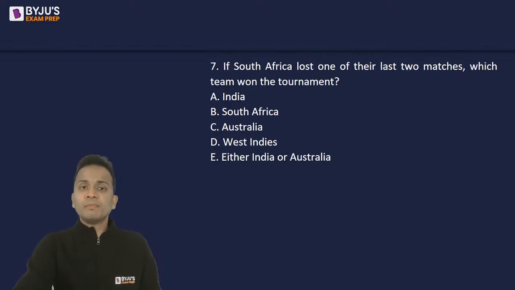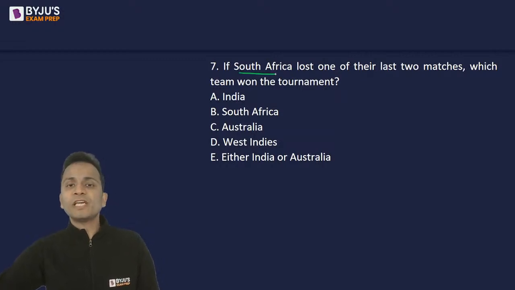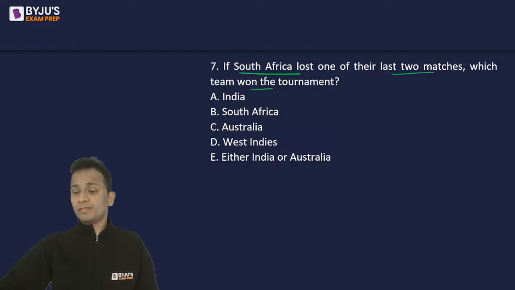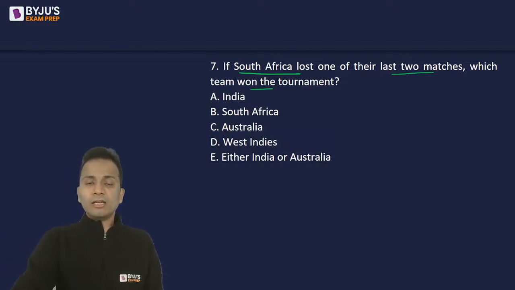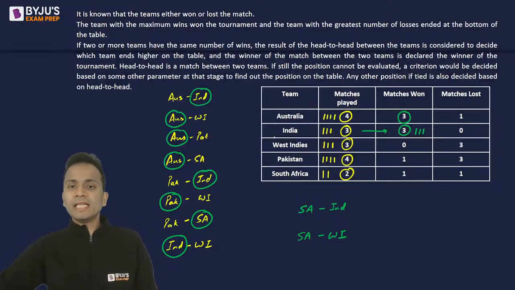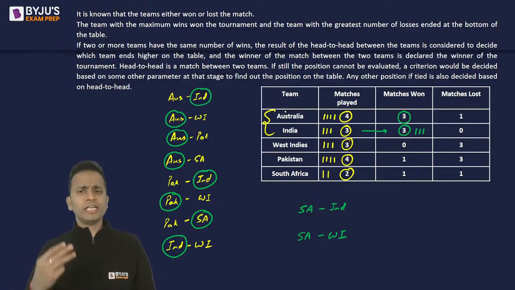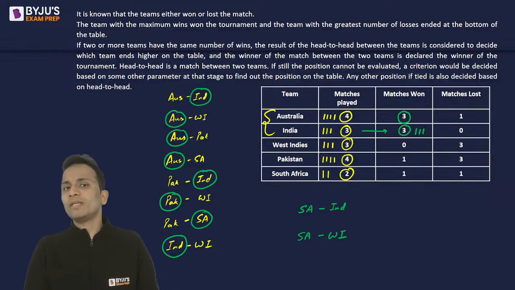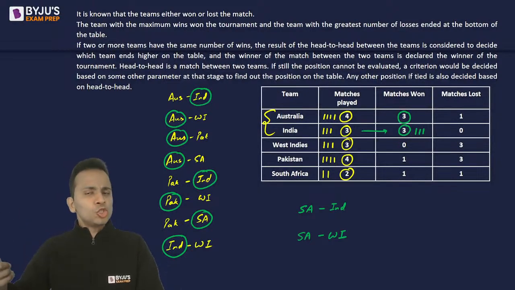Question number 7. If South Africa lost one of their last matches, which team won the tournament? Okay, interesting. Now let's see who can be the contenders of winning this tournament. Now I can see that Australia with 3 wins and India with 3 wins. Both are at equal points. Okay, Australia has won 3 matches, India has won 3 matches. Done. Now, any one of these two teams can win the tournament. Is it so? Let's see.